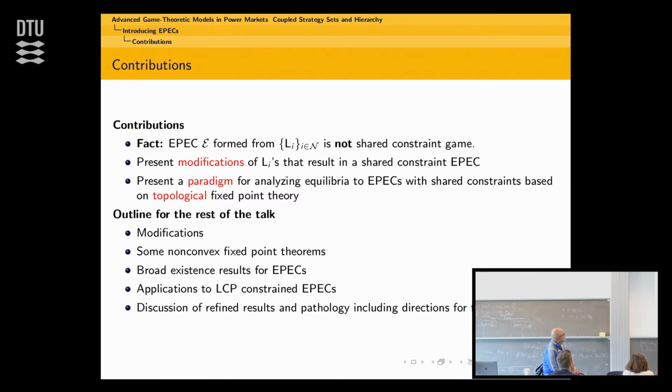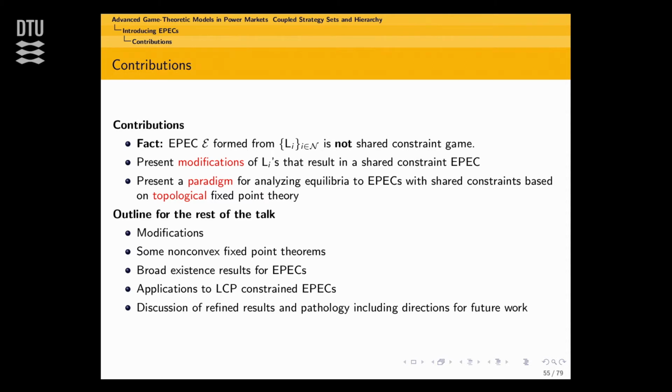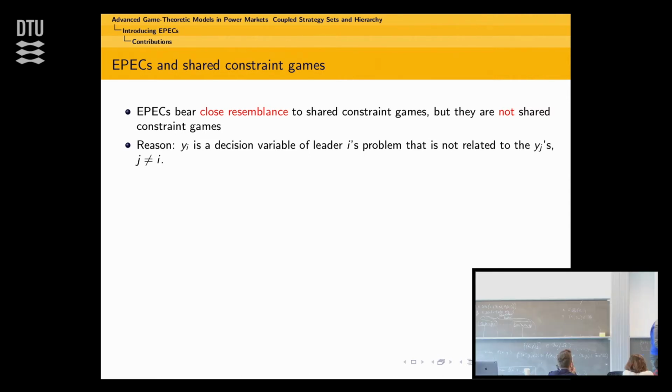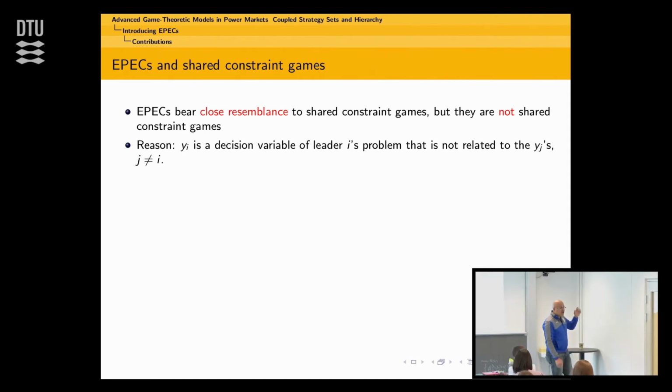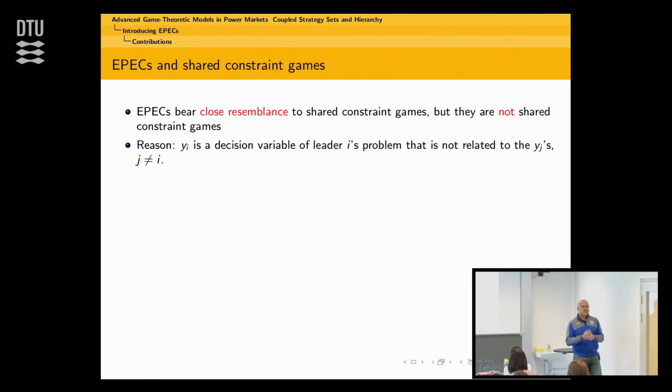The thing is, can you provide modifications of it that result in a shared constraint game and present a paradigm for analyzing equilibria with shared constraints based on topological fixed point theory? Right? I'll see how much I have here because this is a little different, right? So what are we doing? I gave you the original EPEC. I have some weak results at the end for that EPEC. For the more general EPEC, we don't have results. It's an open question, right?